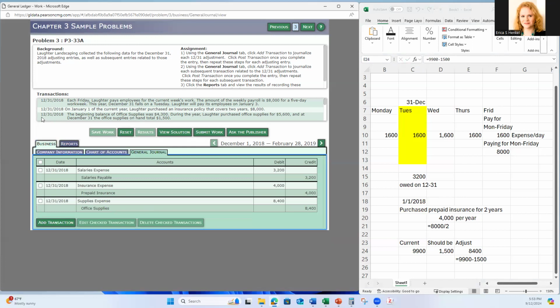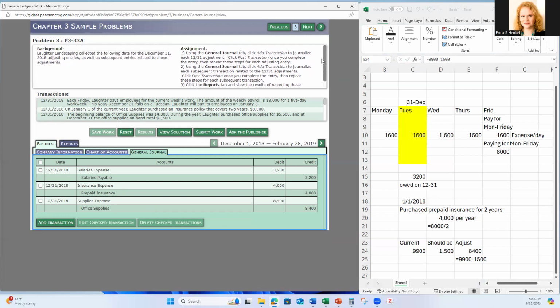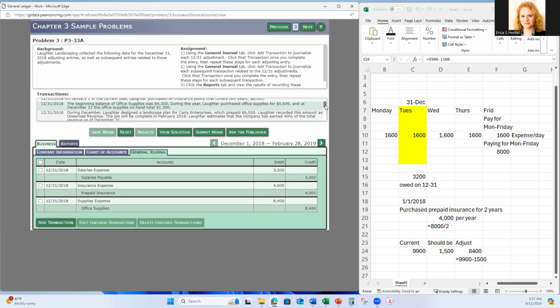Now, the next thing it says that we should be doing here is what they want us to record: subsequent entries that are related to these adjustments. Okay, so one thing though that we missed here is that if I scroll down, there's actually a bunch more entries.